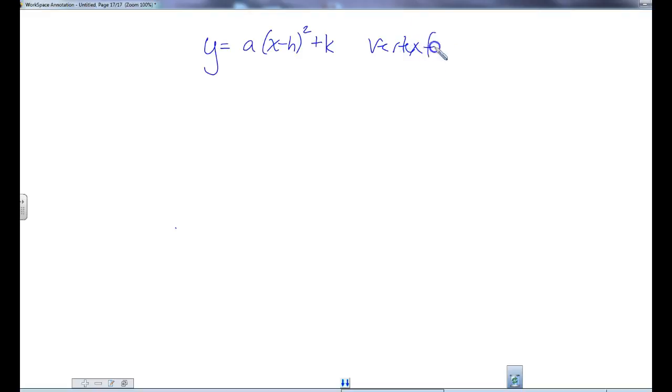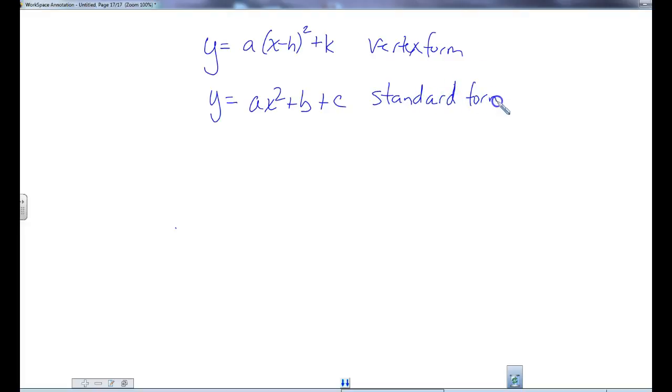That's called vertex form. Well, there's another form of the same parabola that we can use. It is called standard form. And it looks like this. y equals ax squared plus bx plus c. That's called standard form.